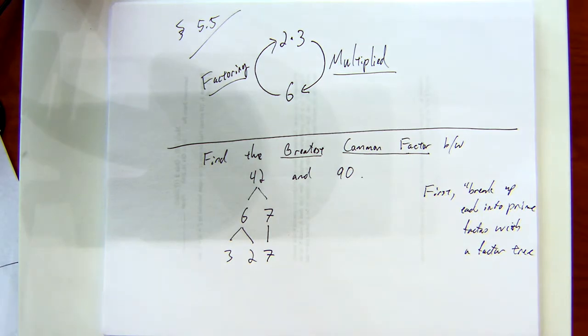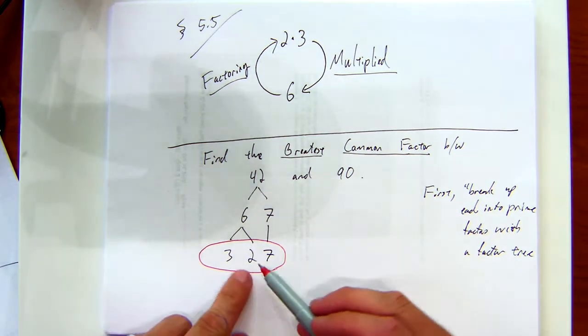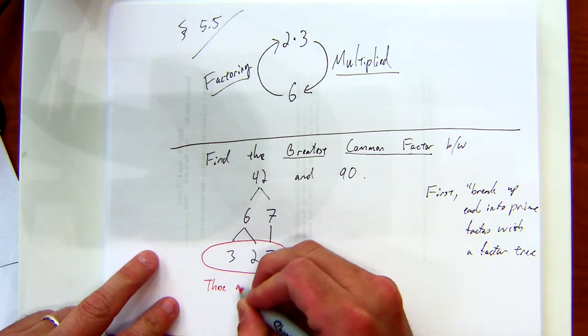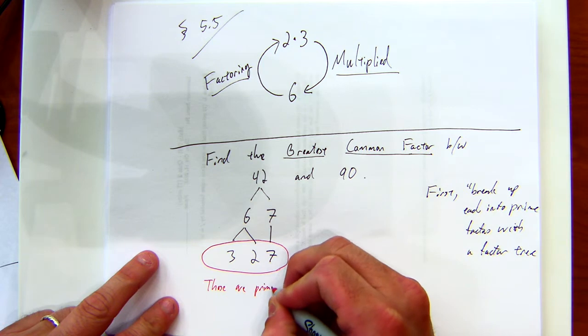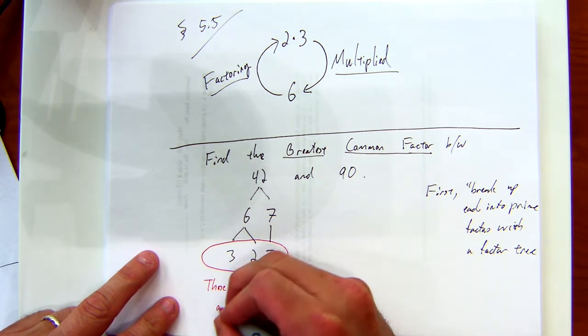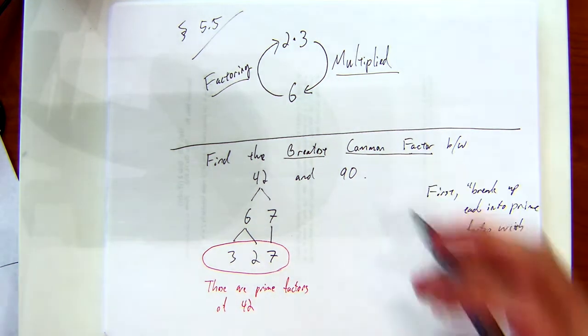So these numbers, I cannot factor 3 or 2 or 7 anymore. These are the prime factors of 42. Now we do the same thing with 90.